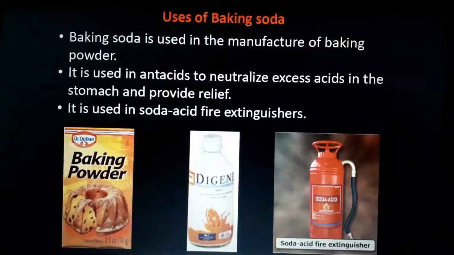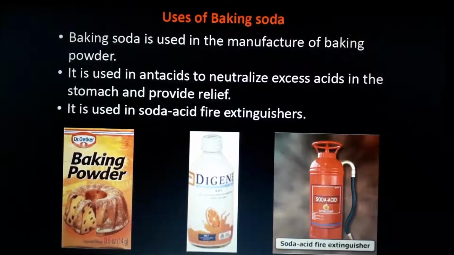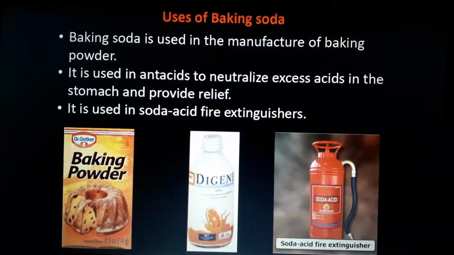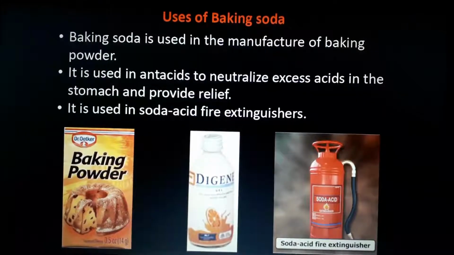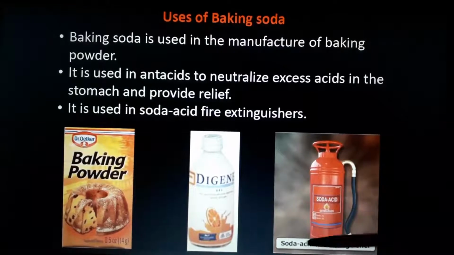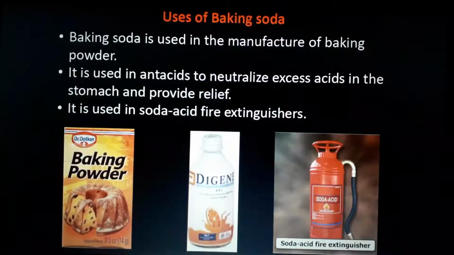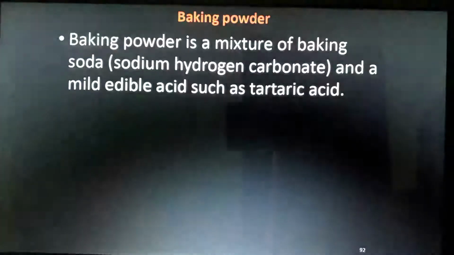Okay, sodium hydrogen carbonate. So we can say that it is not a strong base, isn't it? If it is a strong base, we cannot use it as an antacid. Next, it is used in the soda acid fire extinguisher. This is the particular soda acid fire extinguisher. Just study it like that. Equations and all, you don't want to study.